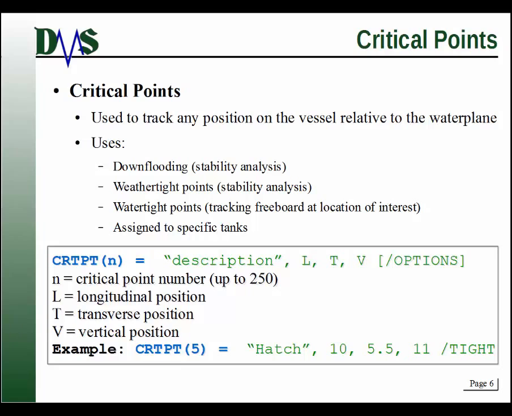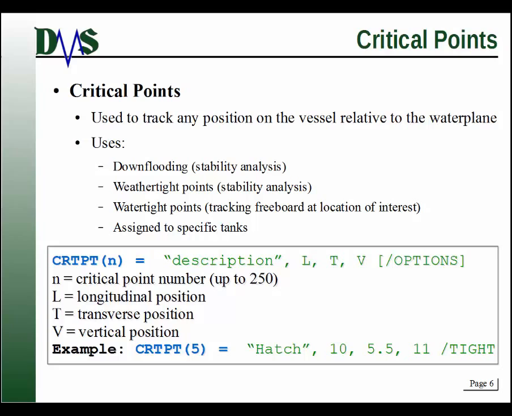We want to know if a certain critical point falls below the water plane. For example, this might be the vent on a tank. You know that once that vent falls below the water plane, that means it's underwater and water is actually flowing into your ship at that point. That's the kind of thing that critical points will be used to track.